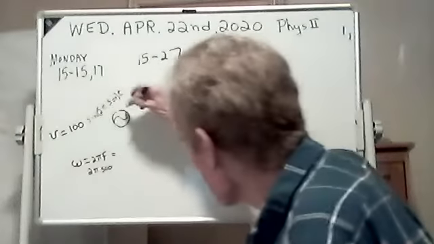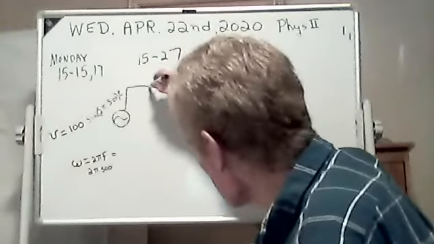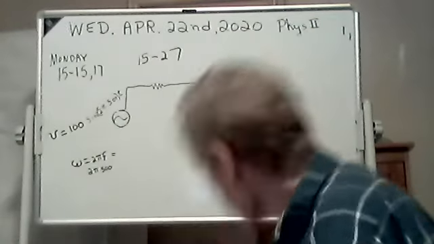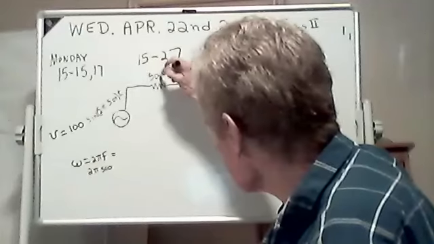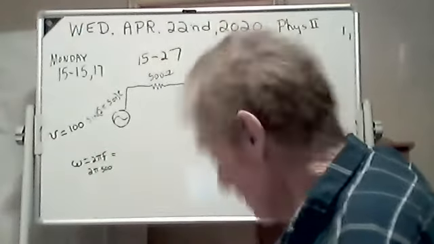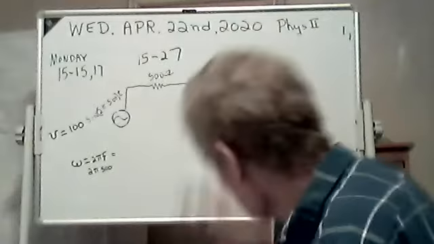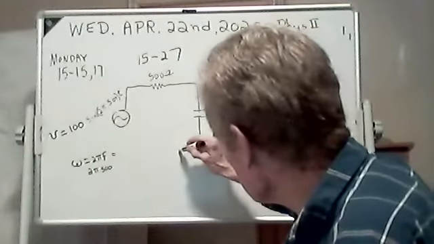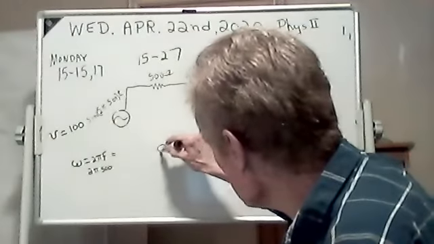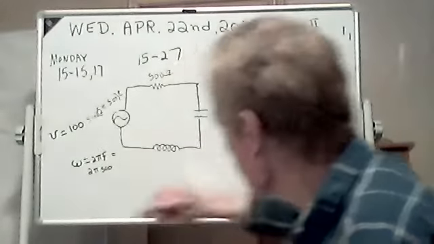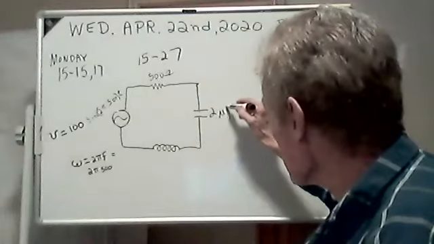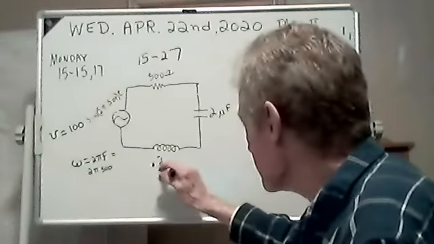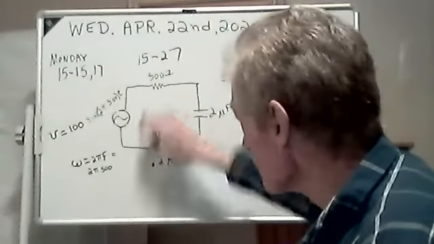All right, now here's the circuit. You have an R, which is 500 ohms. And you have a capacitor with 2 microfarads and an inductor that's 0.2 henries. Okay, now here's our circuit.